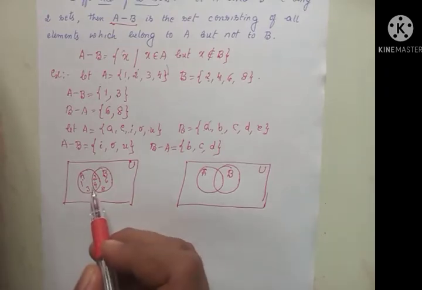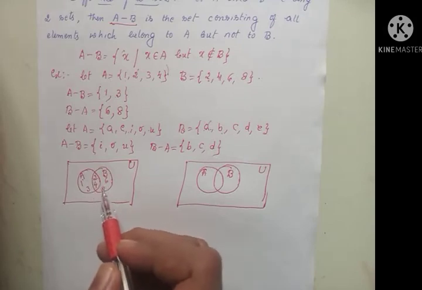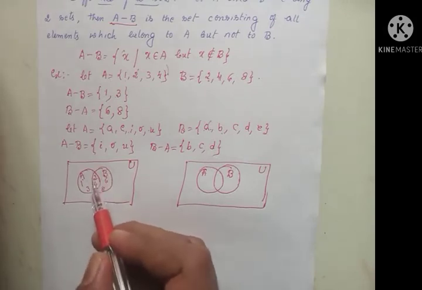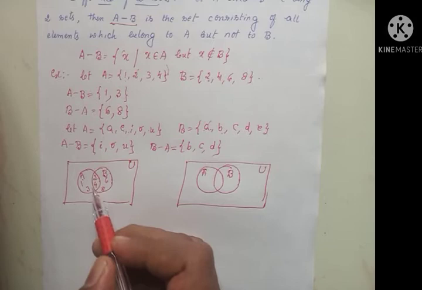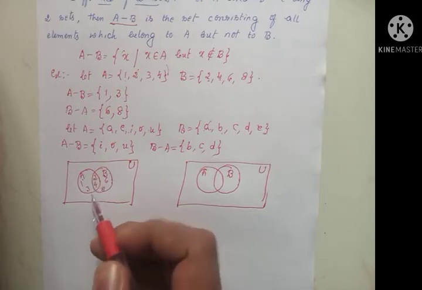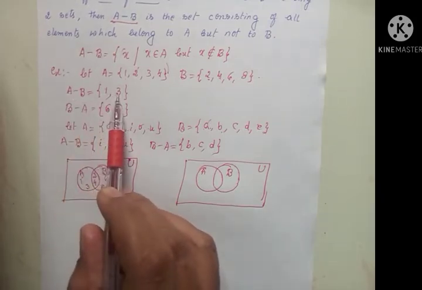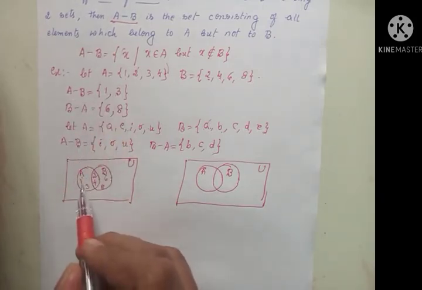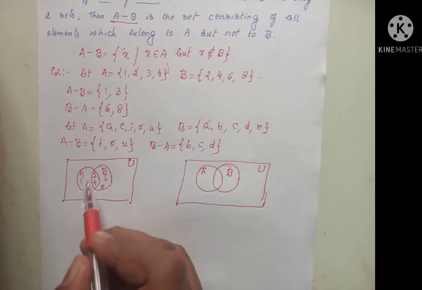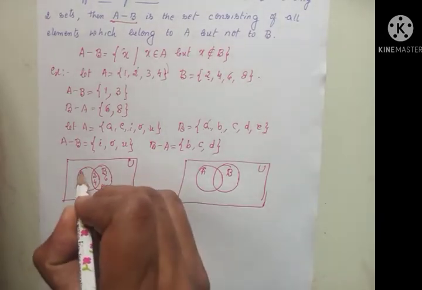1, 2, 3, 4 are the elements of A. 2, 4, 6, 8 are the elements of B. But this region indicates the common region, so I have written 2 and 4. Now 1, 3. A minus B is 1, 3. That means 1, 3 is only in this portion. So for that reason you have to shade here only the left part.